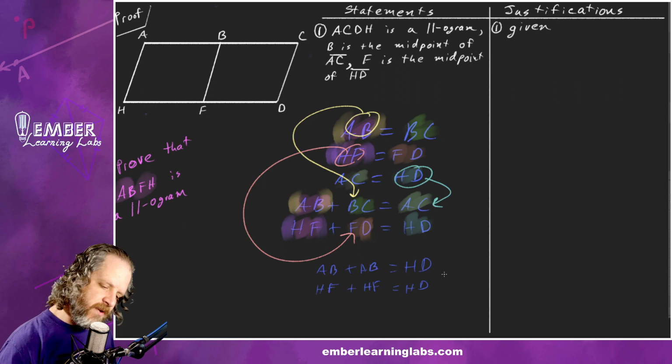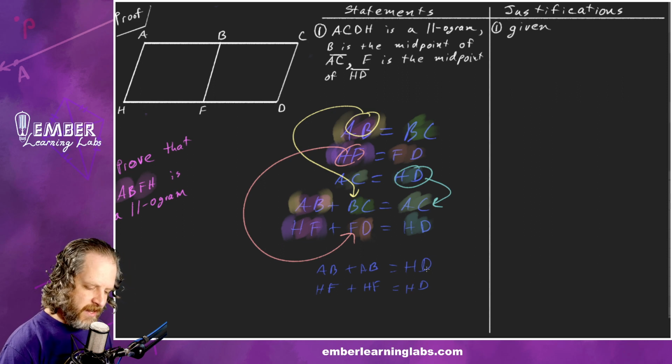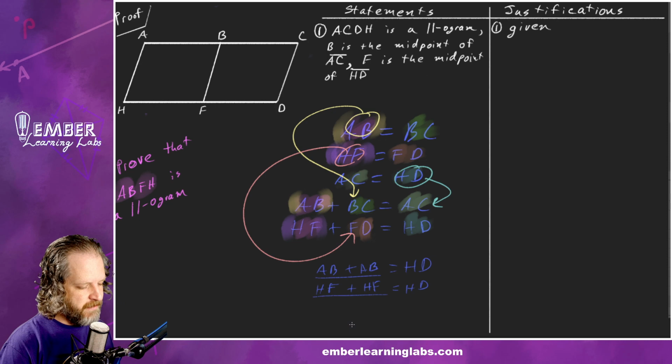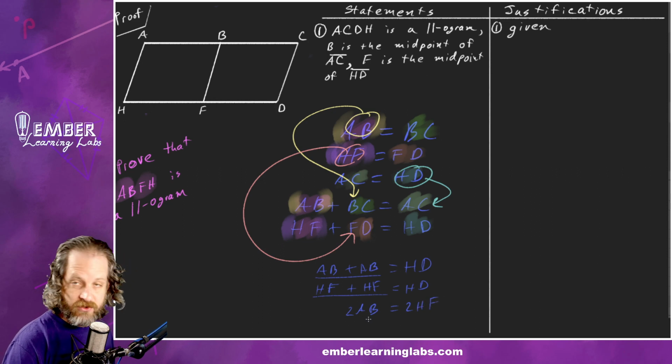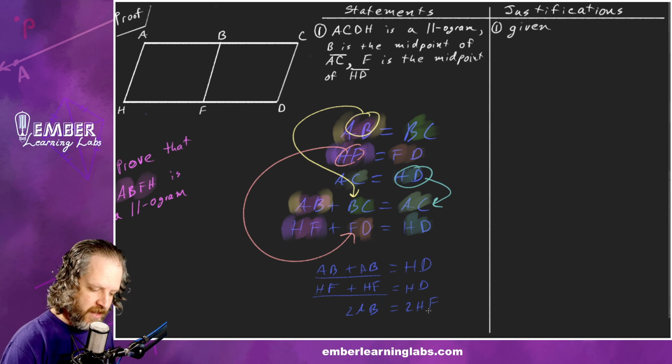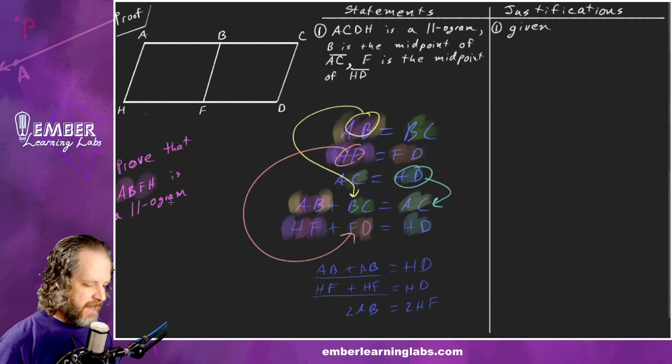Now on this next bit right here, I can set this side equal to that side because they're equal to the same thing. I'm also going to show this because I'm going to write this formally in a minute: that 2AB equals 2HF, right? Because AB plus AB is 2AB, and HF plus HF is 2HF. And these two are equal to each other because they're both equal to HD. Then I can divide the 2 off, and AB equals HF. That's what I'm trying to do, and then I'm there, right?